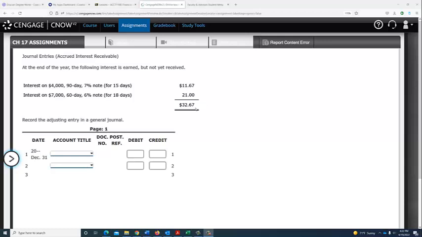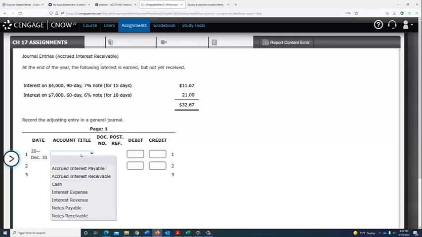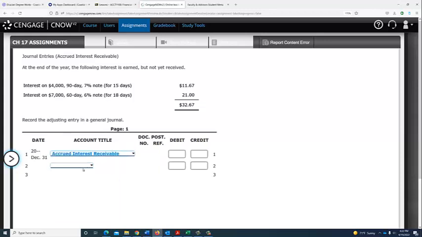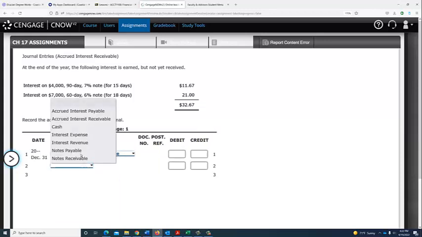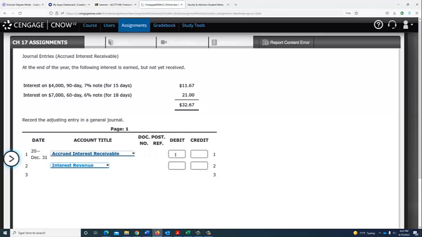So to make sure that we are including all the interest revenue that has been incurred but not received at year end, we need to debit accrued interest receivable and credit interest revenue for the $32.67.